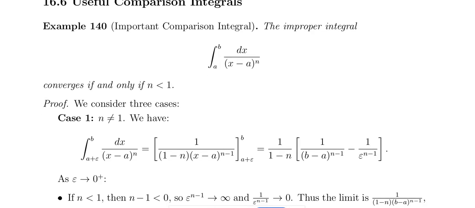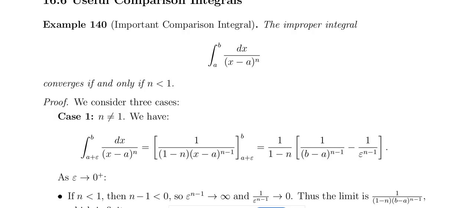That is the example: the improper integral a to b of dx by x minus a whole power n, an improper integral at the point a, the point of discontinuity here. This converges if and only if n is less than 1. If n is less than 1, this converges. Problems like this are asked; it is a very important problem.